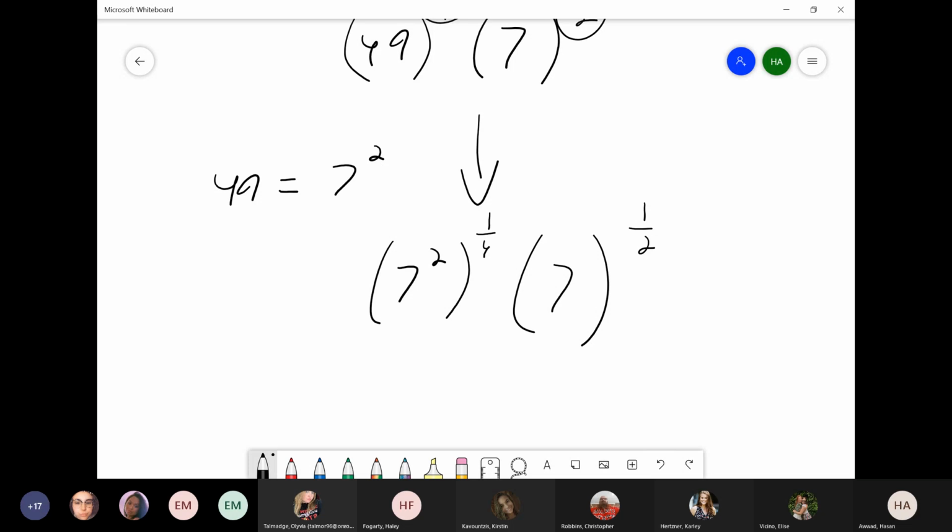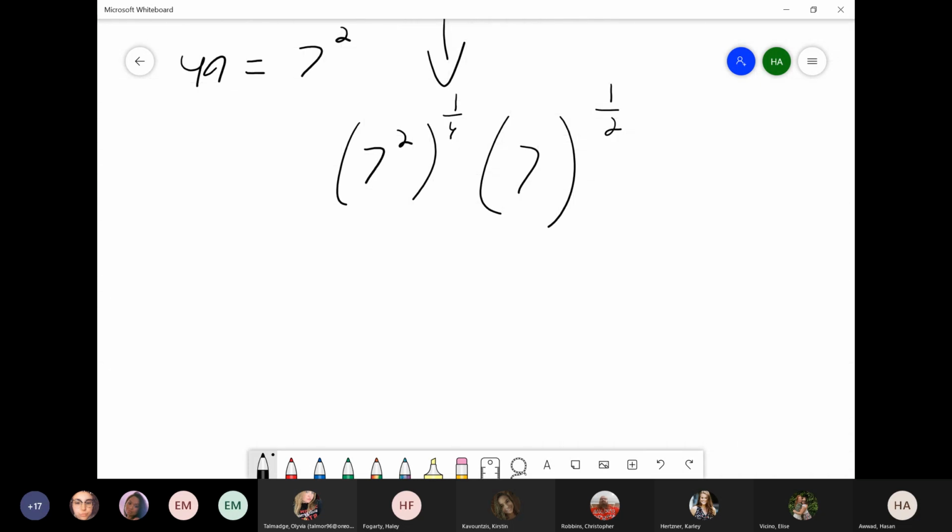Okay, so our policy whenever we have a base raised to an exponent raised to another exponent: when we have a to the n, raised to some other exponent, we'll call it m, what you always do, regardless of your base and regardless of your exponents, is you keep your base the same and you multiply the exponents, right? You get n times m.